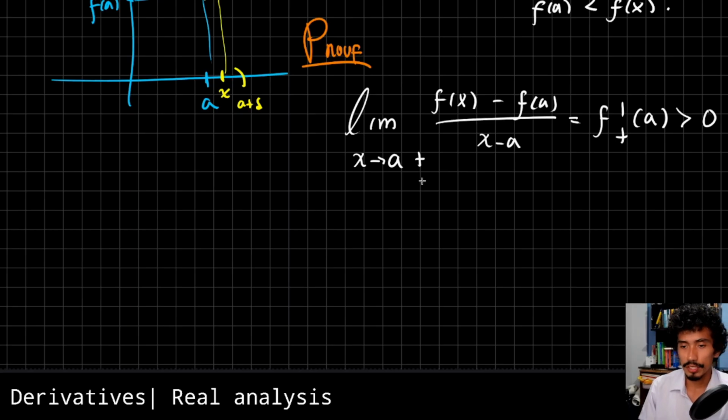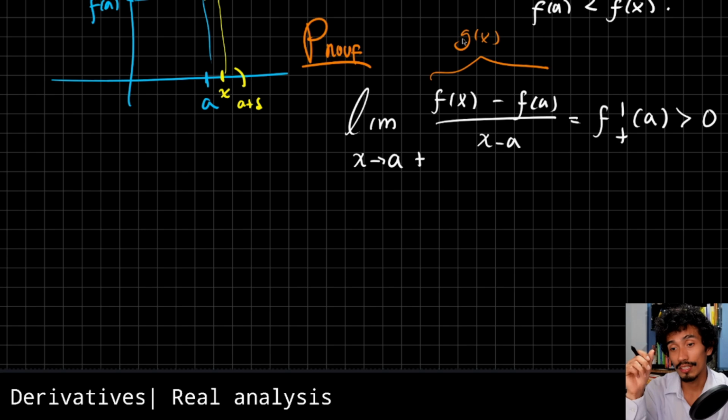Alright, and to complete this part, we just need to recall that if the limit of a function is bigger than some value, then that means that there exists a neighborhood for which this whole quotient, let's call it some function g, is such that g of x is always bigger than 0. So that's a property of limits.